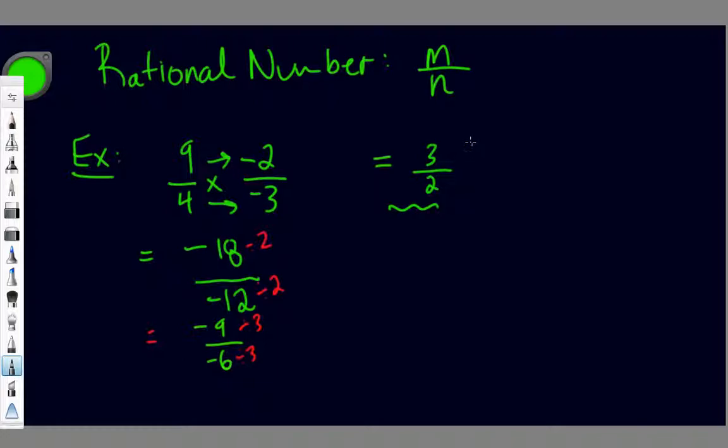So guys, remember, when multiplying rational numbers, no common denominator, multiply straight across. No fancy business, just straight up, and then try and reduce.